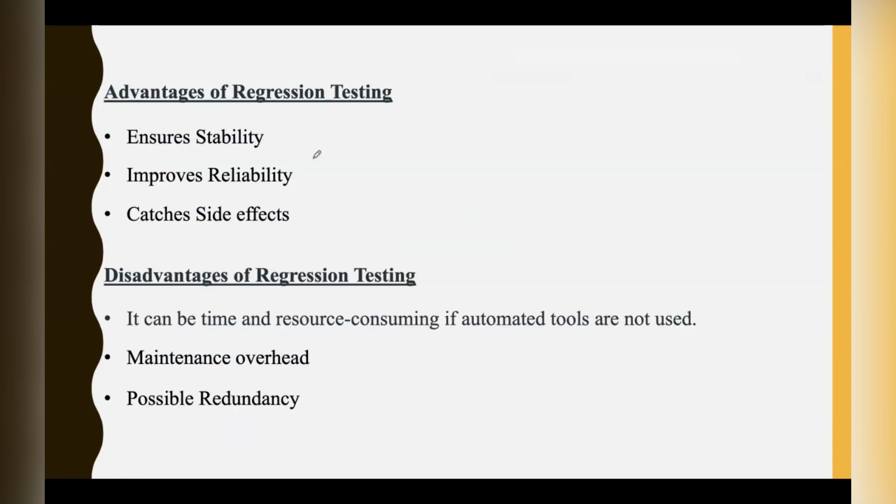Advantages of regression testing. First one is ensuring stability. It helps confirm that new changes haven't introduced new bugs or reactivated old issues. Then it improves reliability. Regularly testing old functionalities increases the overall reliability of the software by ensuring that everything continues to work as expected. It also supports practices like continuous integration and continuous deployment by ensuring that ongoing changes do not break the existing features.